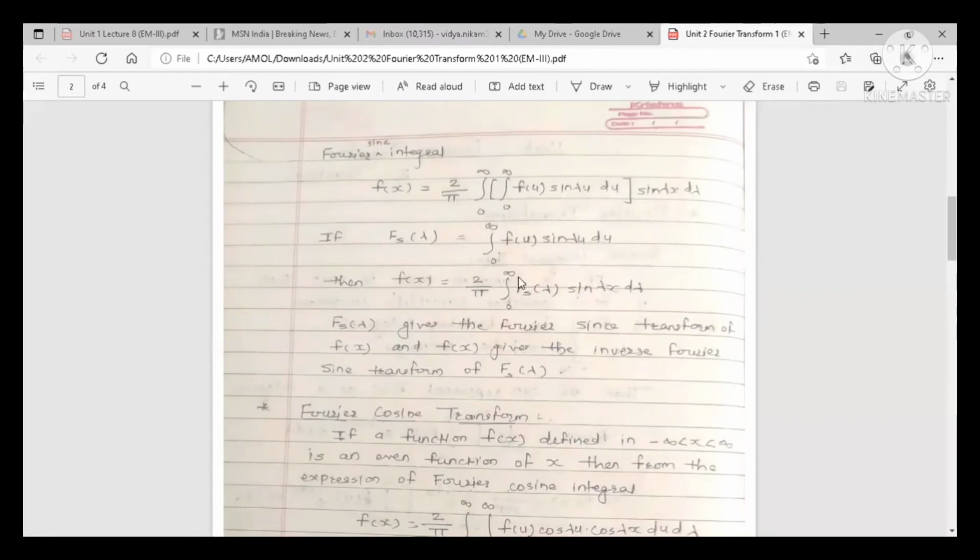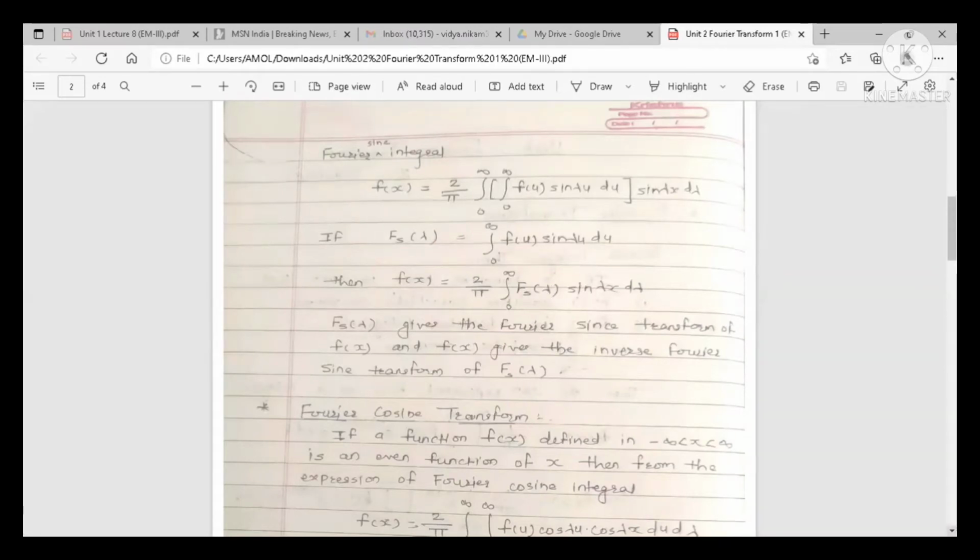To find the inverse Fourier sine transform, we require the Fourier sine transform. Then we can find its inverse. See here, F s of lambda gives the Fourier sine transform of f of x, and f of x gives the inverse Fourier sine transform of F s of lambda. That suffix s is for sine transform. Okay, so these are the two results of the Fourier sine transform and the inverse Fourier sine transform.